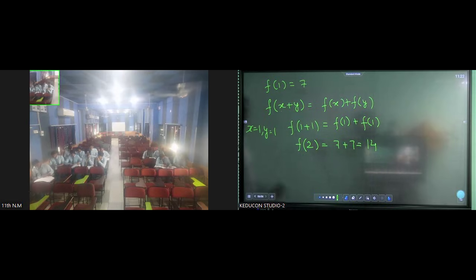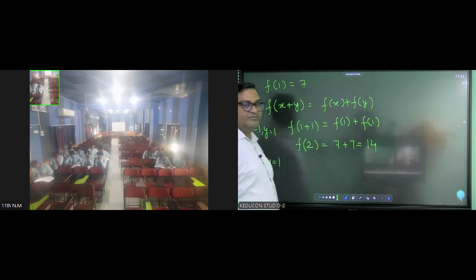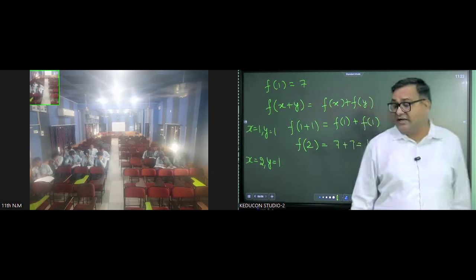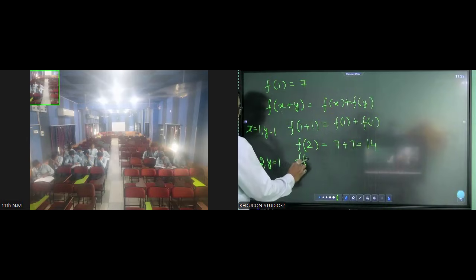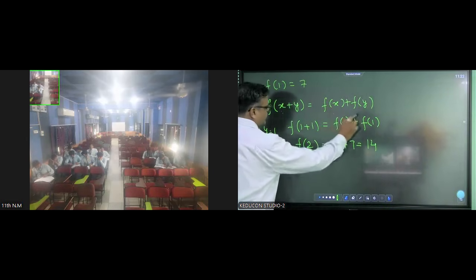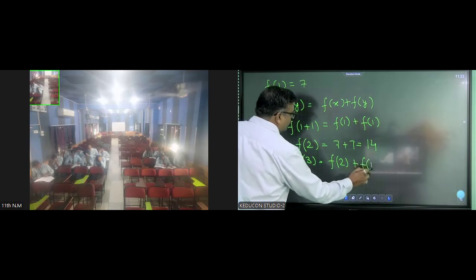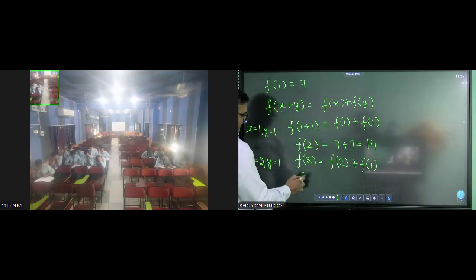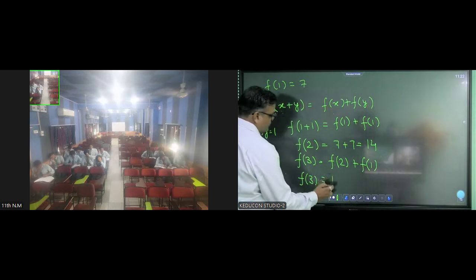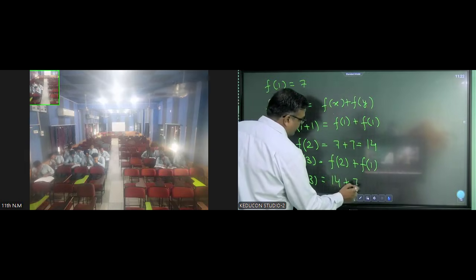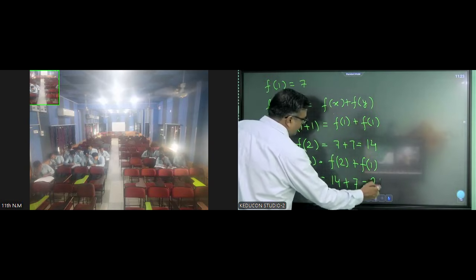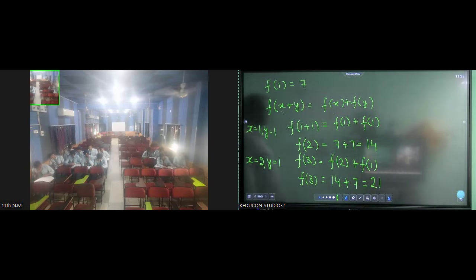Yes, sir. So now when you put x as 2 and y as 1, आप interchange भी कर सकते हो बेटा, 2 or 1, 1 or 2, right? So what this becomes? 2 plus 1, f3. f3 will be equal to f2 plus f1. So now we have both the values, f2 as 14 and f1 as 7. So we got the value of f3 also.